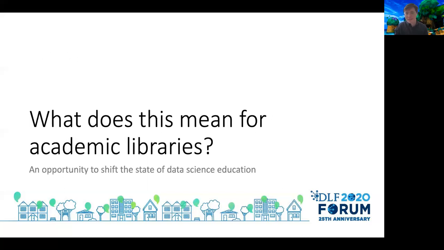So the question then becomes, what does this mean for academic libraries? After all, why am I talking about this at a library conference? I think that all of the factors I just described present libraries with an opportunity to shift the state of data science education, at least when it comes to the data science workshops that we teach in libraries.